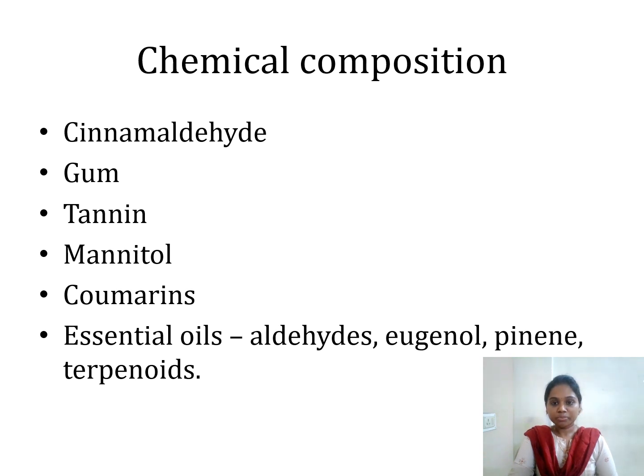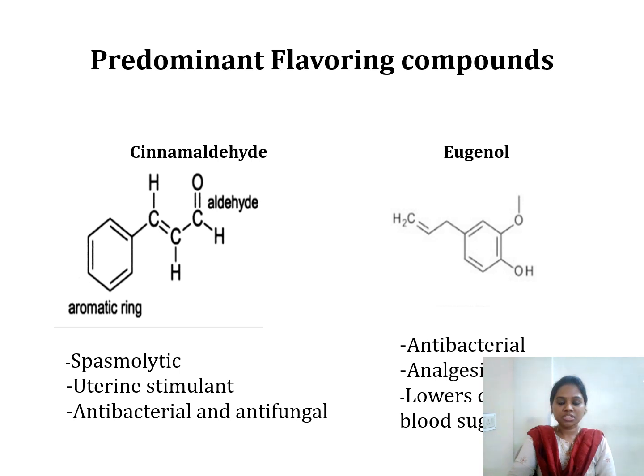Some of the chemical compounds responsible for this aromatic flavor are cinnamaldehyde, gum, tannin, mannitol, coumarins and some essential oils like aldehydes, eugenol, pinene and terpenoids. So these chemical compounds are responsible for the flavor and aroma in cinnamon. Some of the predominant flavoring compounds in cinnamon are cinnamaldehyde and eugenol. The aromatic ring-like structures and the alcohol compounds present in cinnamaldehyde and eugenol play a major role in imparting medicinal properties in cinnamon.